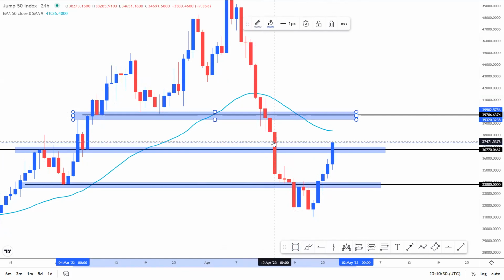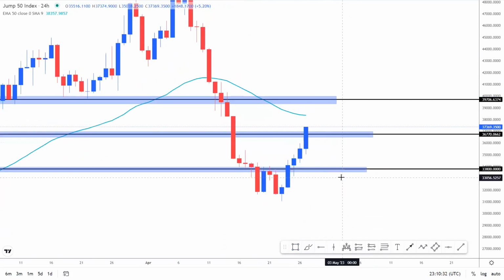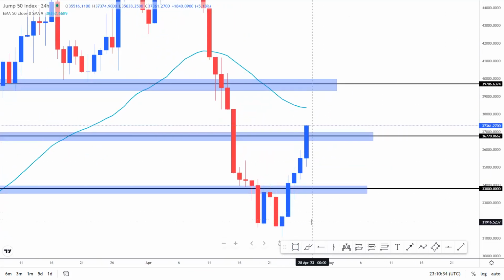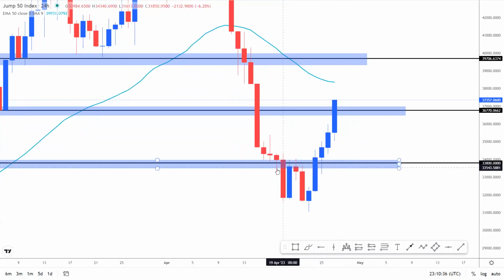Well, sorry for digressing. Back to what I was explaining right here. So we had a clear daily candlestick break of this key level. And as soon as we closed above the level, I'd established that the next level to watch for the Jump 50 index would be this level right here, somewhere around 37,000.